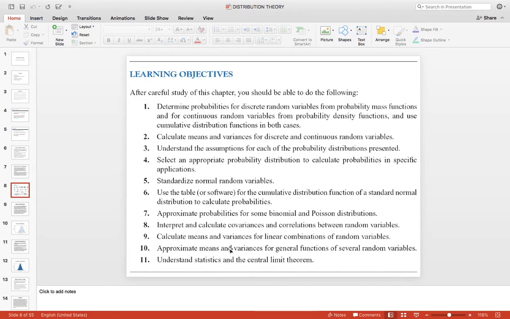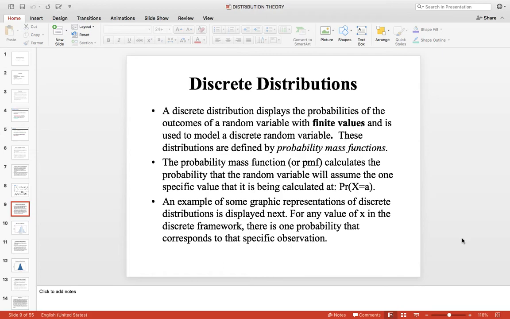Then you should be able to calculate the mean and variance of a linear combination of random variables, approximate means and variances of general functions of several random variables, and understand the statistics of the central limit theorem. So this is basically what you'll be expected to know at the end of this course. And now I make my presentation on what is a discrete distribution.